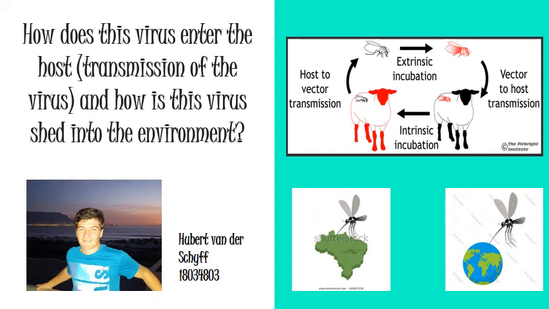Host-to-vector transmission takes place when uninfected biting midges feed on the blood of infected ruminants and get infected. The virus is shed into the environment when infected biting midges disperse from infected areas to uninfected areas in the environment. The biting midges in their new and uninfected environment bite uninfected animals and pass the virus on to these animals. Vectors.